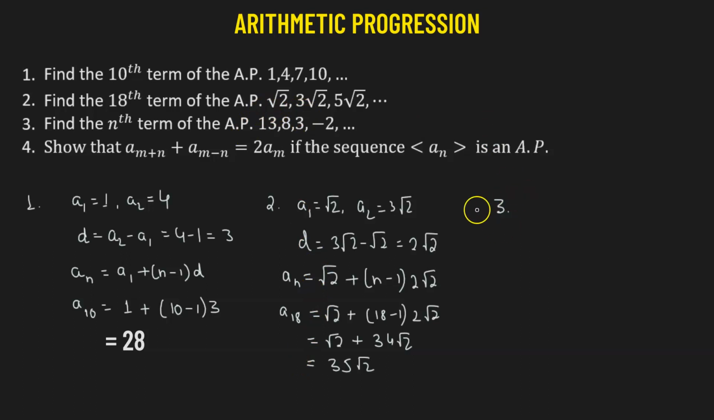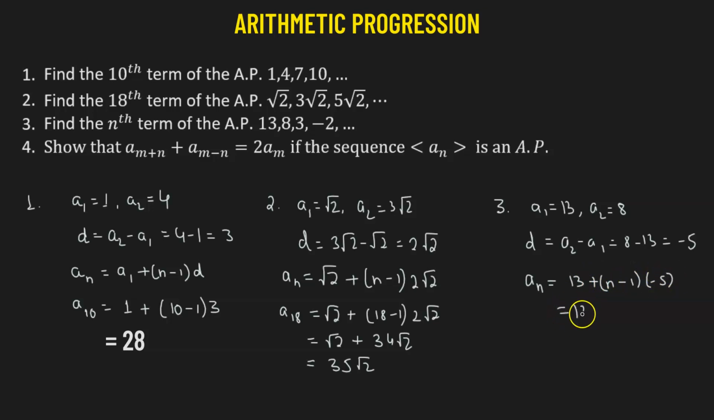Number 3. So here we have our first term given by 13. The second term is 8. Now the common difference will be A2 minus A1, which is 8 minus 13, and this gives us a value of negative 5. Now we have to find out the nth term. So our nth term would be the first term, which is 13, plus n minus 1 times the common difference, that's negative 5, which gives us 13 minus 5n plus 5, which will be equal to 18 minus 5n. So this is going to be the nth term of the given arithmetic progression.